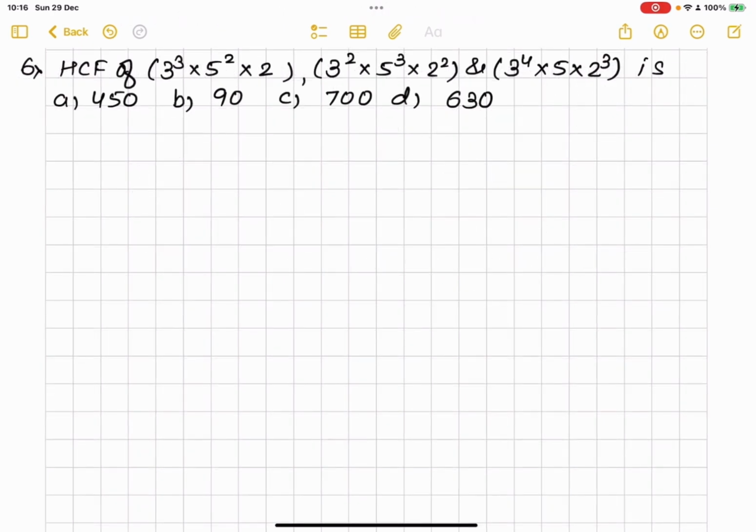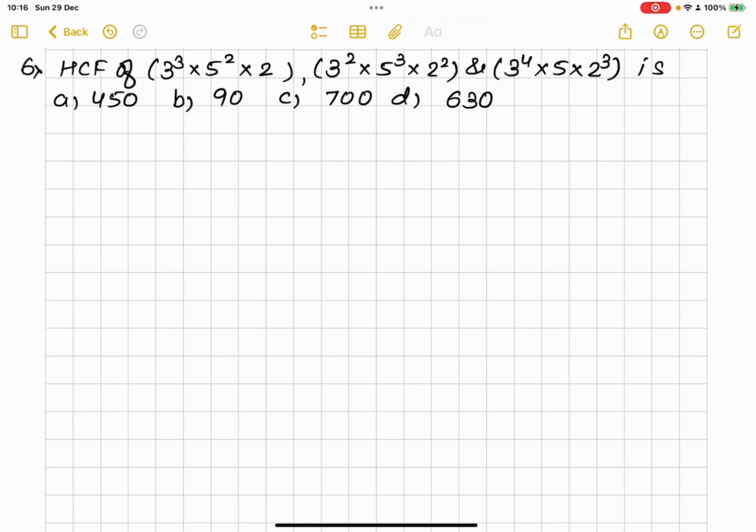Now next question says HCF of 3 cube into 5 square into 2, 3 square into 5 cube into 2 square and 3 raised to 4 into 5 into 2 cube is 450, 90, 700, 630. This type of MCQ will be there.